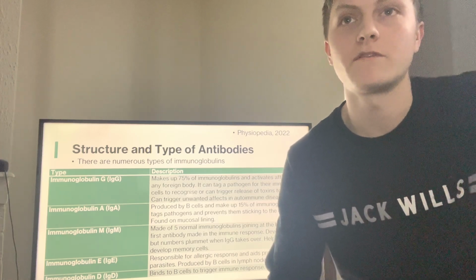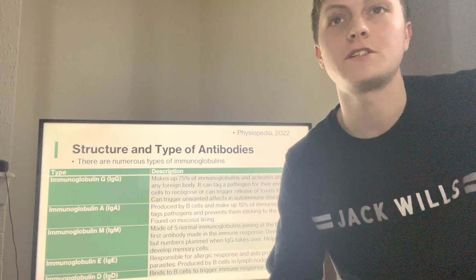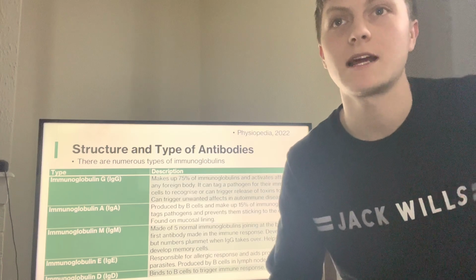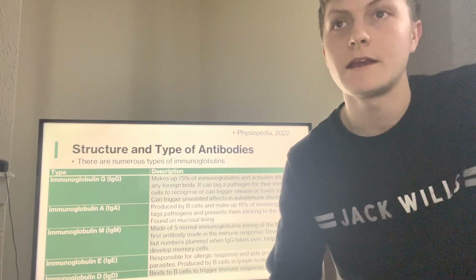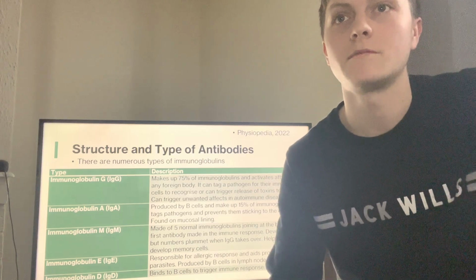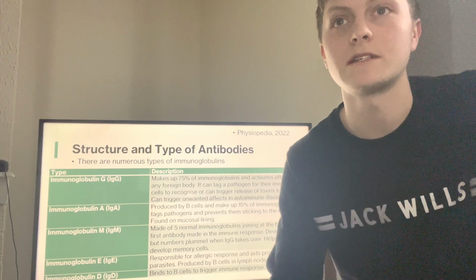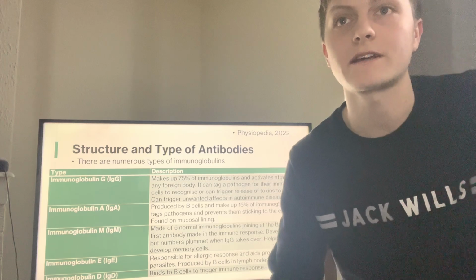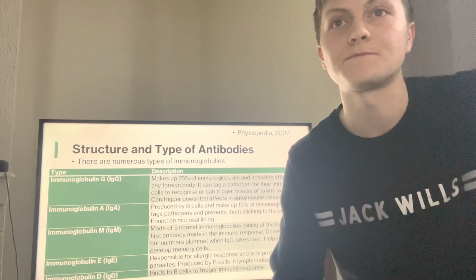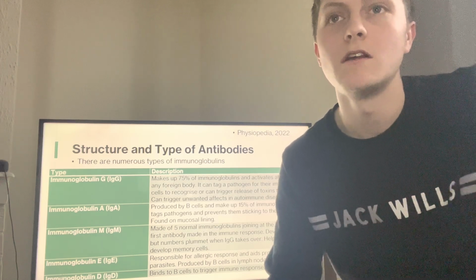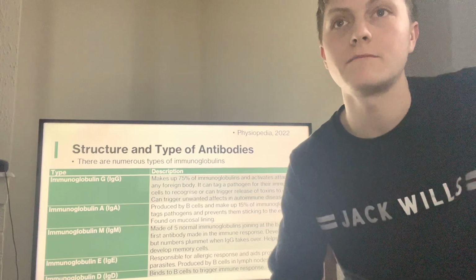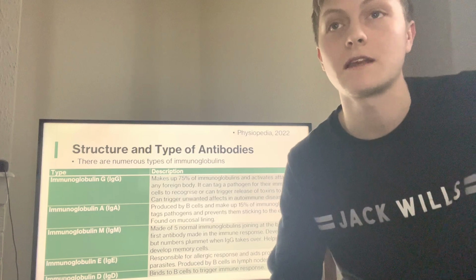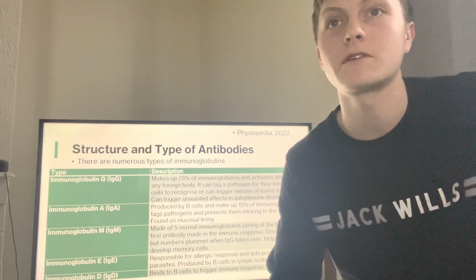There are numerous types of immunoglobulins. The IgG makes up 75% of the immunoglobulins and activates attack on any foreign body. It can tag a pathogen for immune cells to recognize, or can trigger release of toxins to destroy, and can trigger unwanted effects in autoimmune diseases. The IgA, produced by B cells, makes up 15% of immunoglobulins. It tags pathogens and prevents them sticking to the epithelium found on the mucosal lining.